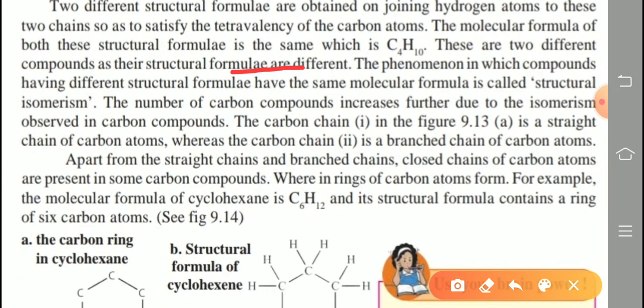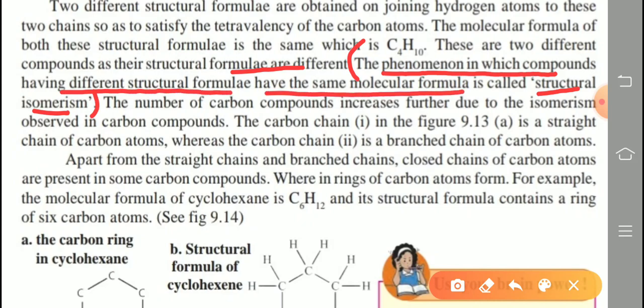So mark the definition. What is meant by structural isomerism? So the answer is given here. Mark this. The phenomenon in which compounds having different structural formulae have the same molecular formula is called structural isomerism. Means structural formula same or different? Molecular formula is the same but structural formulas are different, so those structures are called structural isomerism.